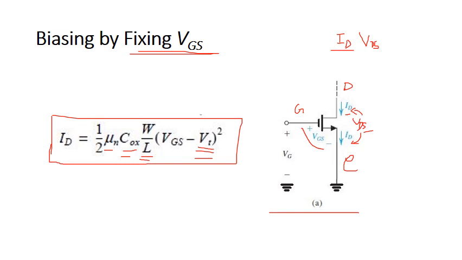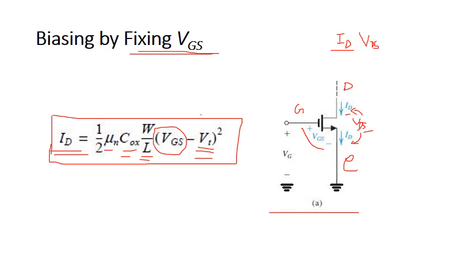So any small change, variation in the temperature, these quantities will vary, as a result of which the ID current will vary. So even after fixing this VGS, because of the variation in the temperature, the ID current will vary. So this ID will not remain constant. So this method of biasing is not an appropriate method or not an efficient method.